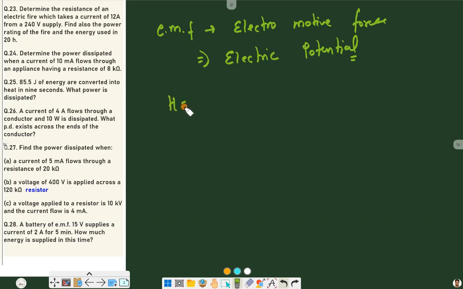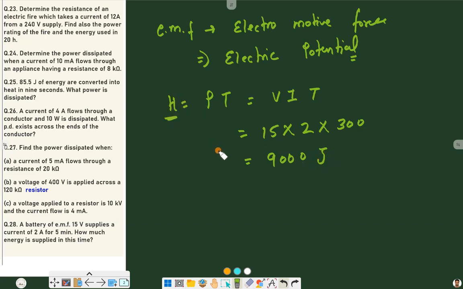We know energy is power into time. Power is equal to voltage into current, and time is as it is. So voltage, your potential, is 50, current is 2, time is 5 minutes. We have to convert it into seconds. So 5 minutes is equal to 300 seconds. So we get 100 into 300, it will be 30000 joules, and it is heat.